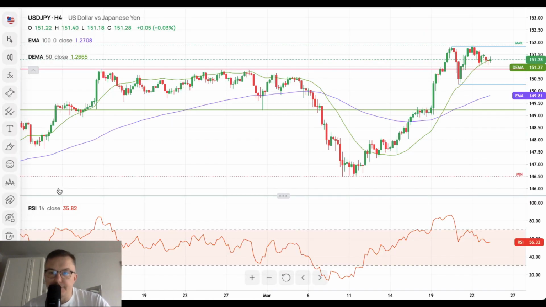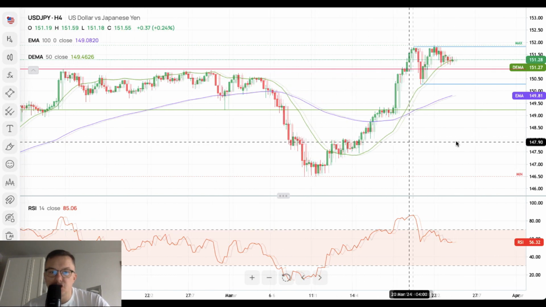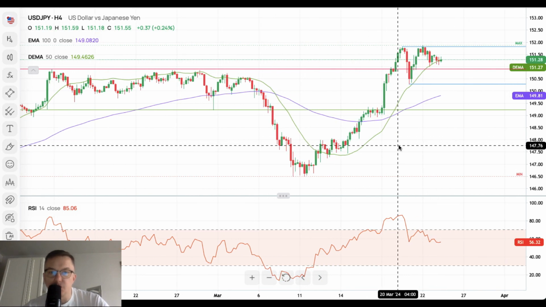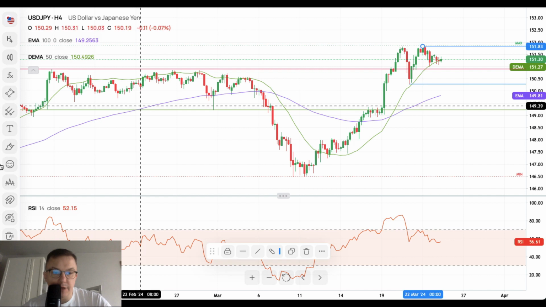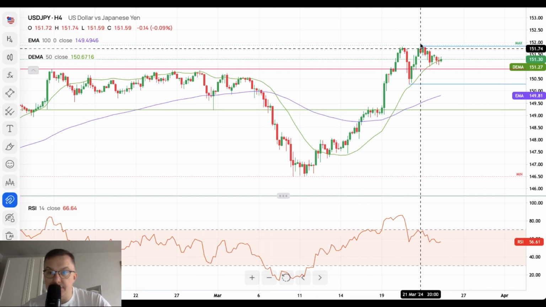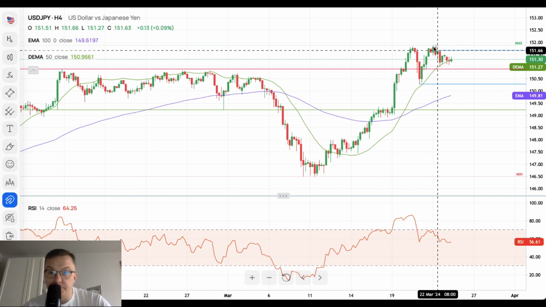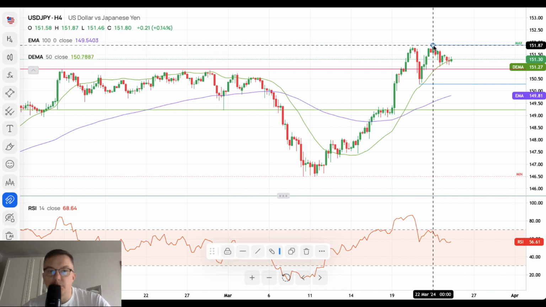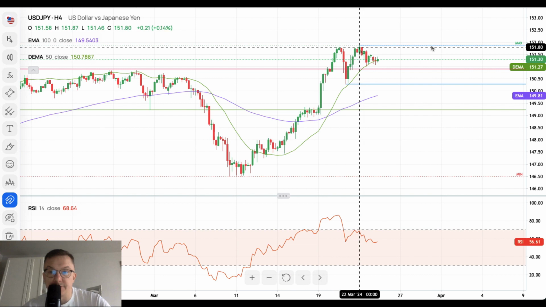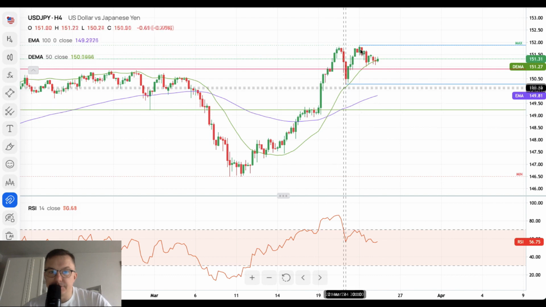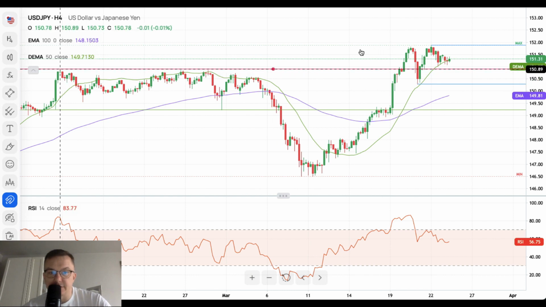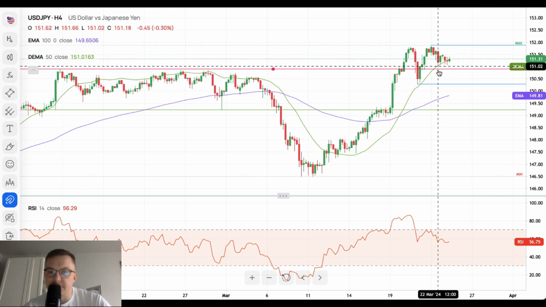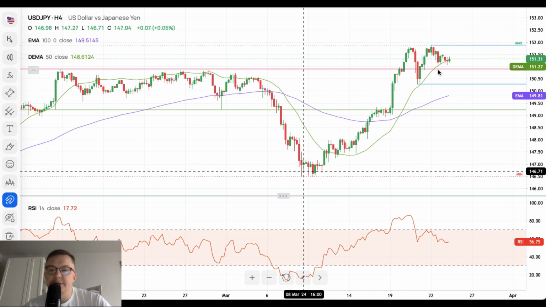Okay, we got some monetary policy meeting minutes from the Bank of Japan. So let's take a look at the 4-hour chart of the US dollar versus the Japanese yen. We got the swing high located roughly around the level of 152. The exact swing high was 151.87. We pulled back a little bit towards the 50 periods moving average. We are consolidating around the moving average, but still above the last swing high and the swing high from the previous month.